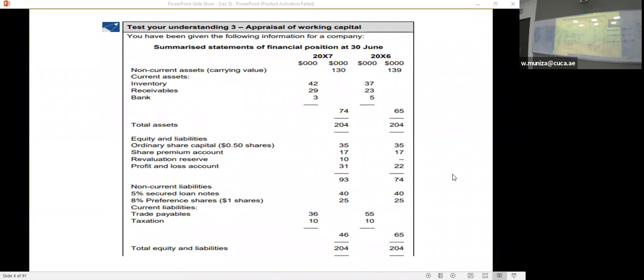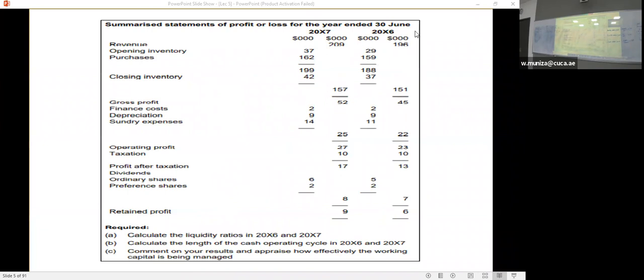What are the payables you are going to take? Sorry, which one? 55 and 36. And now we are going to see the purchases. How much purchases are there?